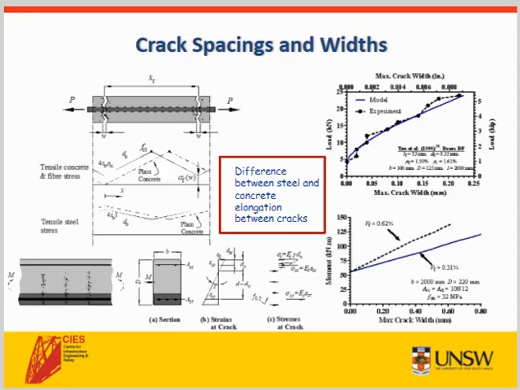We can also start to look at the effect of increasing fibre dosage. On the bottom right, we have predictions for specimens with 25 and 50 kilograms per metre cubed of steel fibres, and we can observe a significant reduction in crack widths when we add more and more fibres.